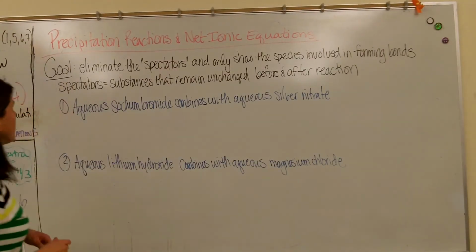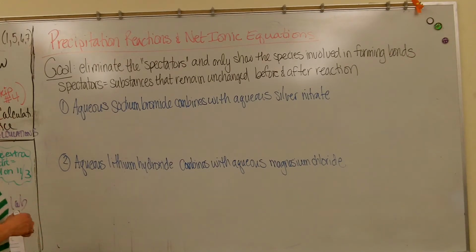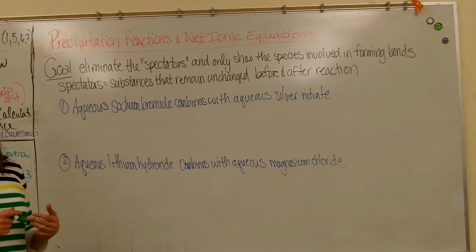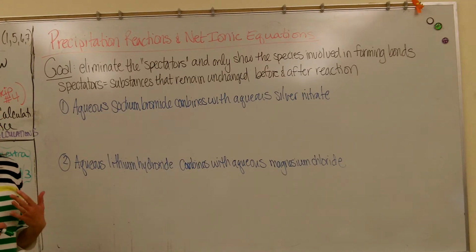All right, so I'm going to talk about precipitation reactions and writing net ionic equations. A precipitation reaction is a reaction between two aqueous compounds. They're going to be ionic compounds, and you're going to form a precipitate, which means you will form a solid. It's important to know your solubility rules.